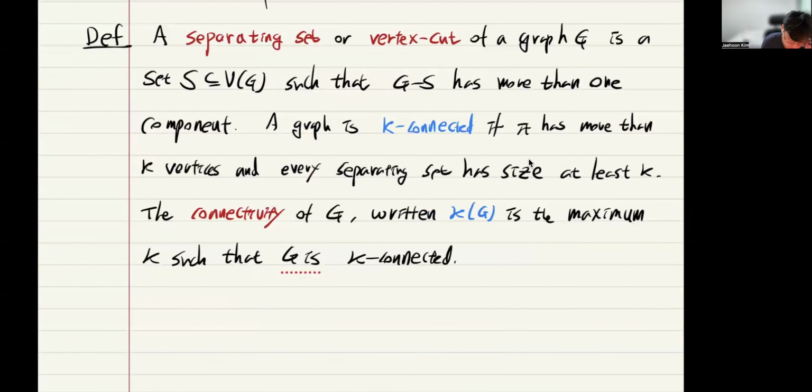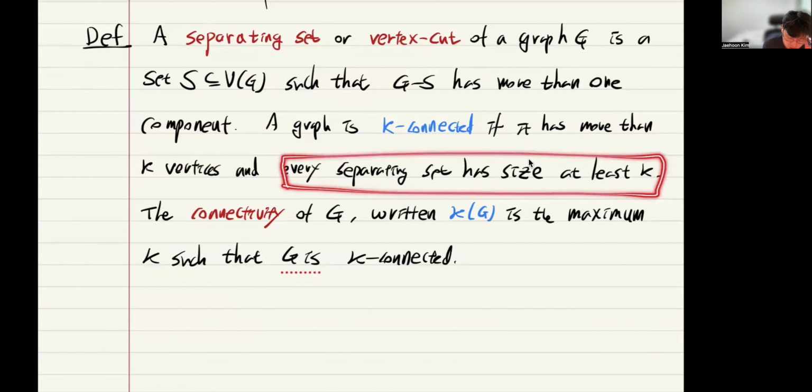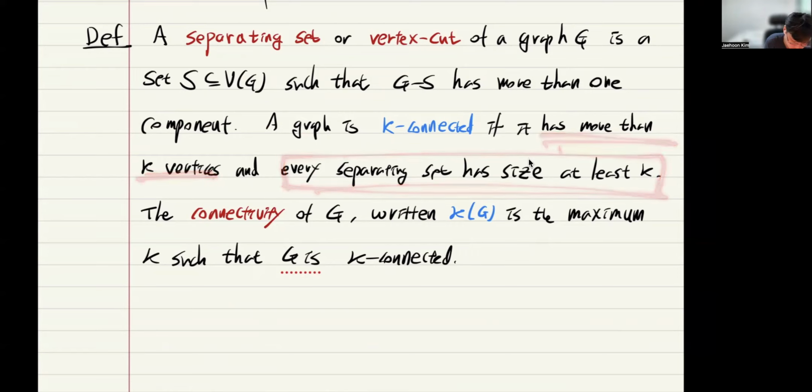There is an additional catch. So you understand why we define it this way. Because if this is higher, then it means it is difficult to separate the graph. That means it is highly connected. But what about the condition that it has more than K vertices?